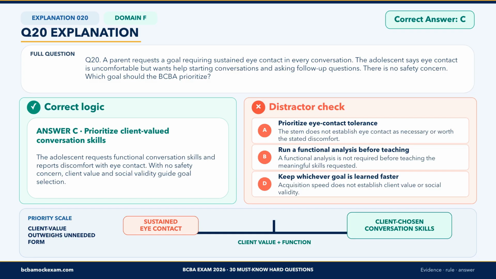A. Caregiver input matters, but the stem provides no evidence that sustained eye contact is a necessary prerequisite or worth the stated discomfort. B. Assessment may clarify variables, but a functional analysis of avoidance is not required before selecting the meaningful skills the client requested. D. Acquisition speed does not establish client value or social validity and does not justify imposing the more uncomfortable response. Choose goals for client value and functional significance, then make those goals measurable.